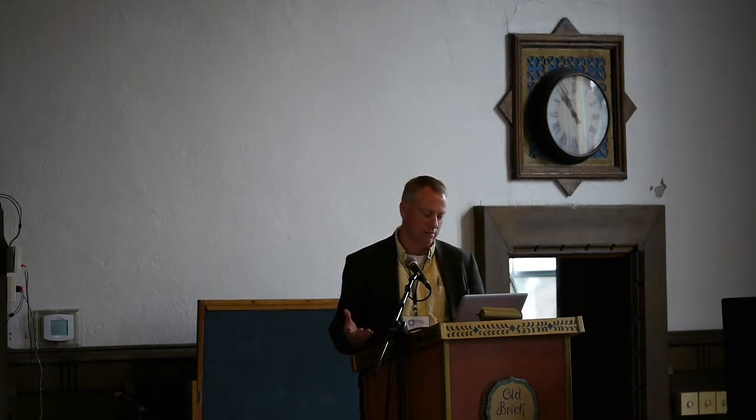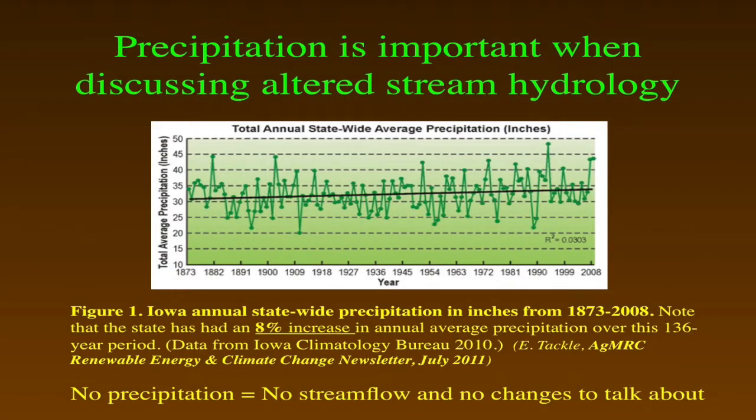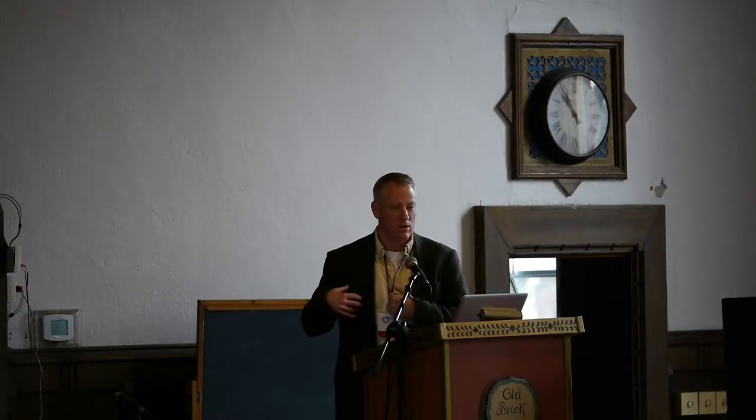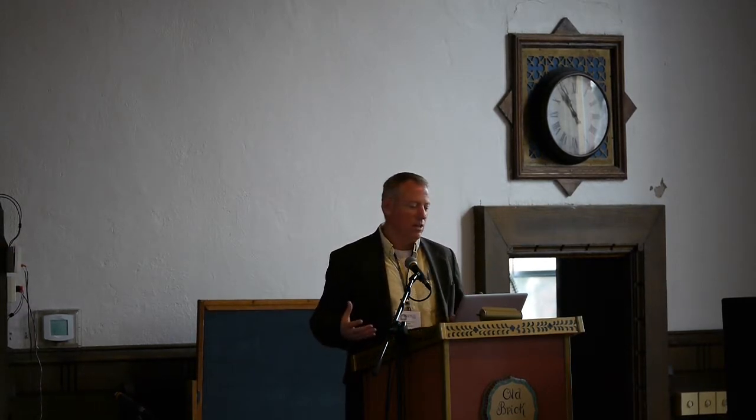Of course, if we're going to talk about altered hydrology, which I'm going to quickly veer into in the stream flow changes, we got to acknowledge at this point that precipitation is also increasing across Iowa over the last 150 years. This figure from Gene Tackle shows that we're looking at an 8% increase over the last 150 years. Okay, so we have altered hydrology, but we've also got more water in the system. So we got more hydraulic changes to talk about because there's more water.